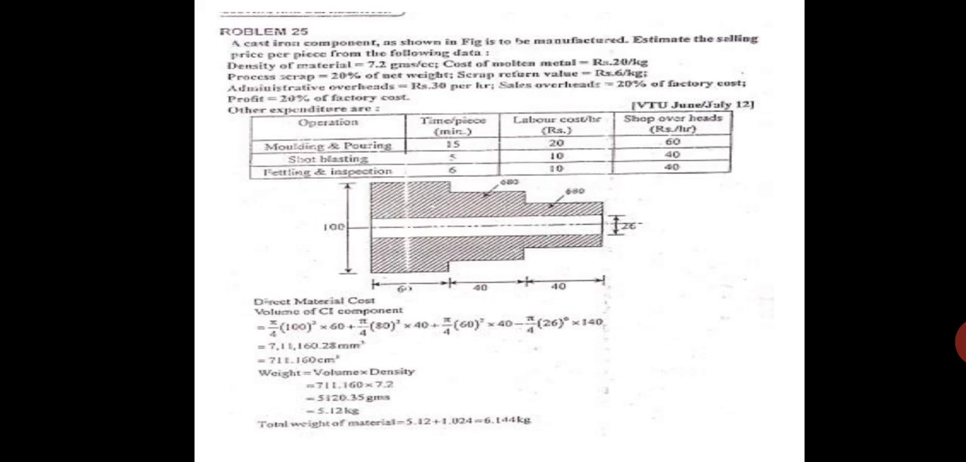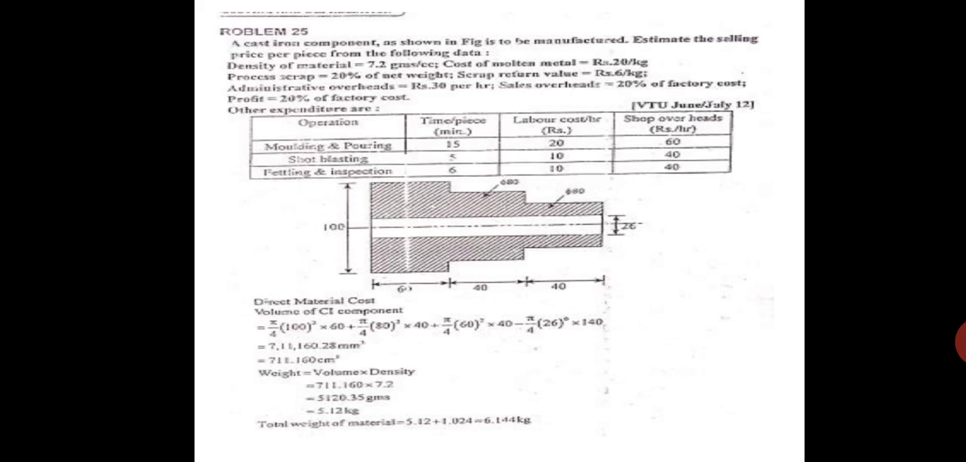So the time per piece, please watch this properly. The time given per piece is: molding and pouring 15 minutes, shot blasting 5 minutes, and fettling and inspection 6 minutes. Fettling is also a finishing process.